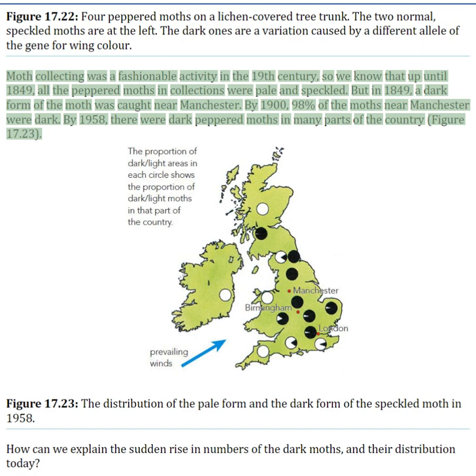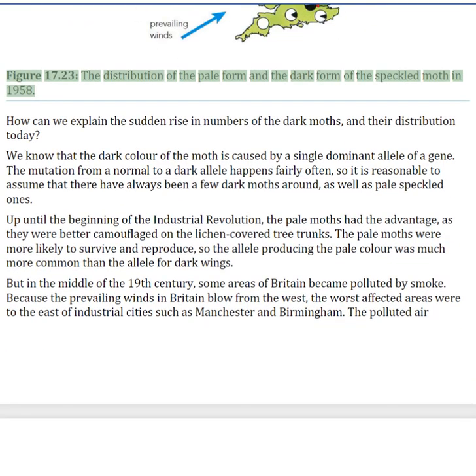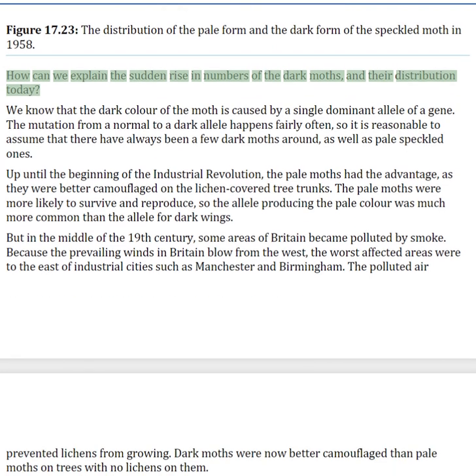But in 1849, a dark form of the moth was caught near Manchester. By 1900, 98% of the moths near Manchester were dark. By 1958, there were dark peppered moths in many parts of the country. Figure 17.23. The distribution of the pale form and the dark form of the speckled moth in 1958. How can we explain the sudden rise in numbers of the dark moths and their distribution today?